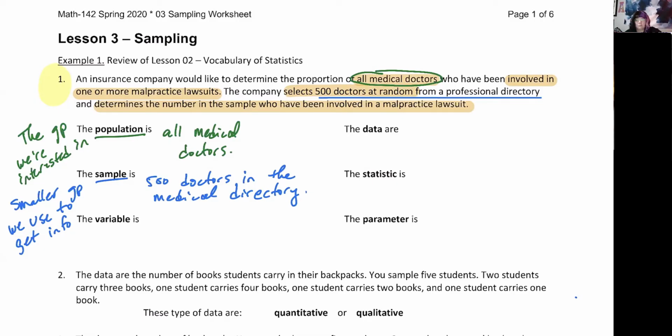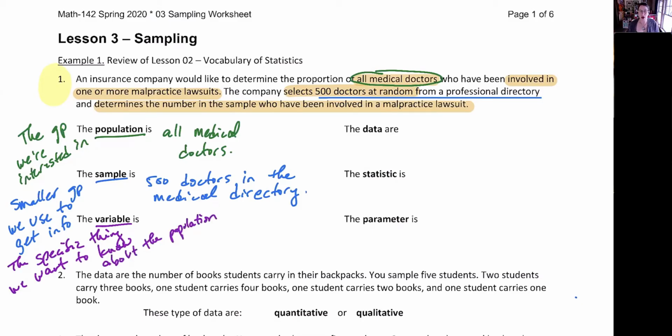All right, so let's talk about the variable. The variable is where I think, from what I was looking at in the homework, a lot of people got messed up. And this is difficult, folks, okay? So definitely don't beat yourself up. It's a lot of nuance. It's a lot of complexity kind of all at once. The variable is the specific thing we want to know about the population. What is it that we want to know about those medical doctors? Isn't that here? They're involved in one or more malpractice lawsuits. One or more just means you're involved, period, right? That one or more is like any malpractice lawsuits.